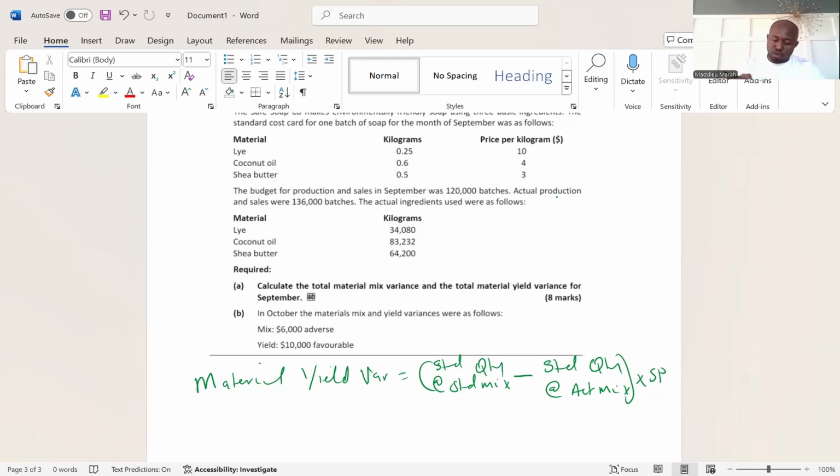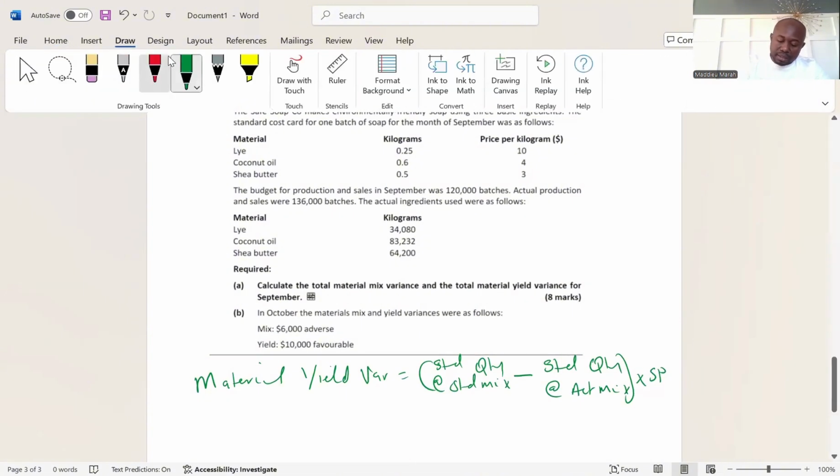I told you there is a formula that keeps repeating. This one keeps repeating, right? It's also in the material mix variance formula. So when you are doing the question, just copy everything. It's the same thing. Okay? So I'm going to do it again. It's the same thing. Just copy everything.